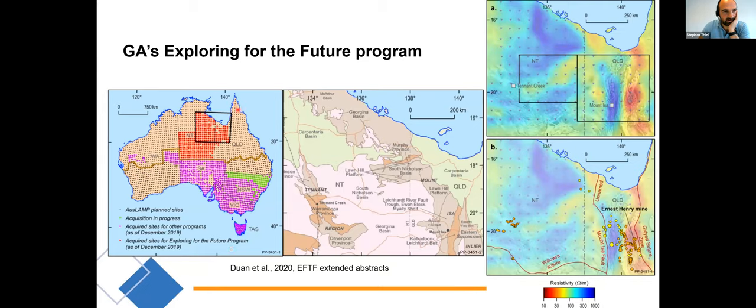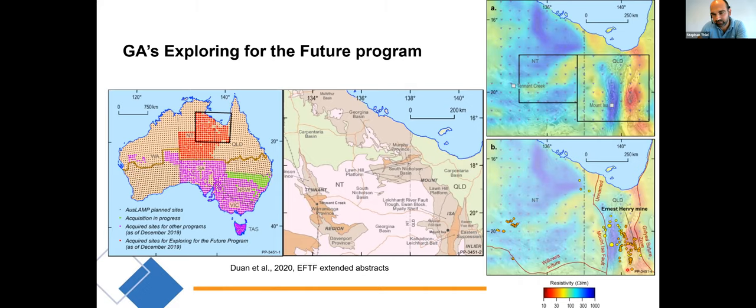As we move further north, we've got some very remarkable results that Jingming Duan has produced. So this is an area where GA has spent a lot of time and money as part of the Exploring for the Future program to collect AusLAMP data. Again, this area has mineral potential. There's the Mount Isa IOCG deposit here, which has been well known as the Carpentaria connectivity anomaly, and it comes out really well in these images.